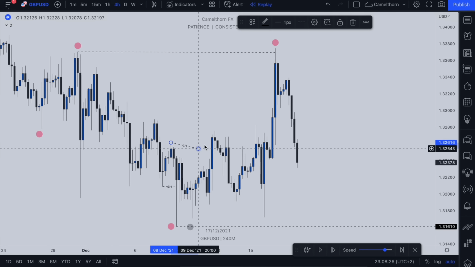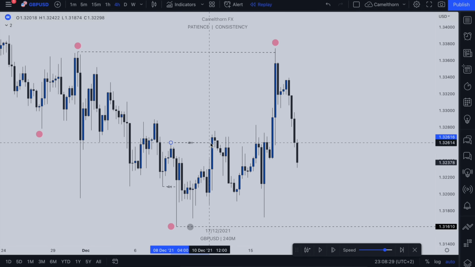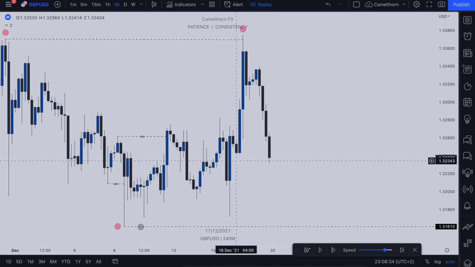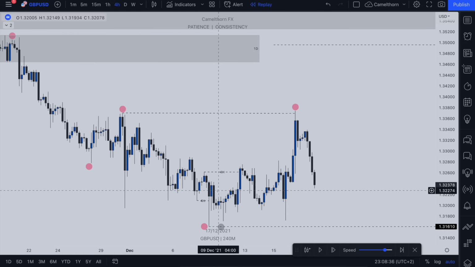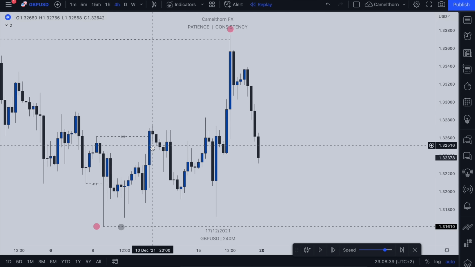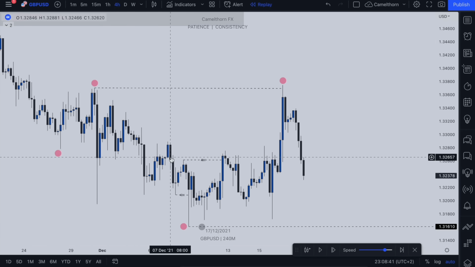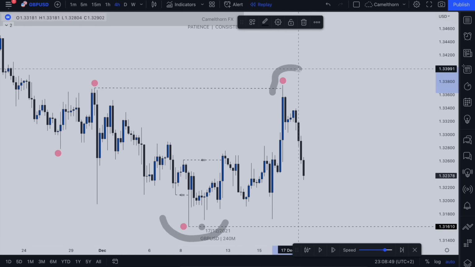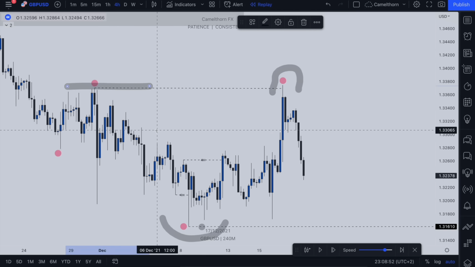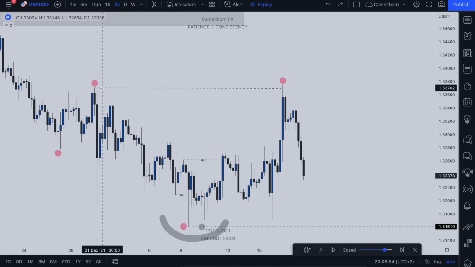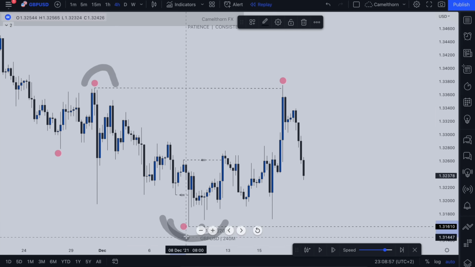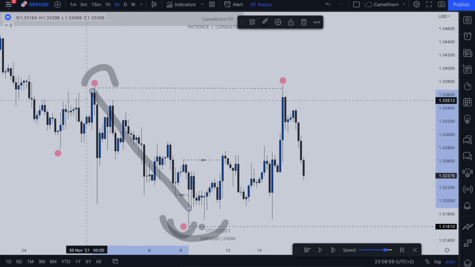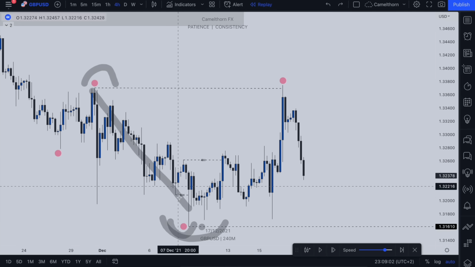And again, if you haven't watched the video on how to identify change of character, make sure you head over to the channel and watch that how to identify CHoCH video. But essentially down here, we've got 4-hour change of character. Now, from my point of view, my 4-hour change of character is really only confirmed after price action goes ahead and sweeps this particular high.